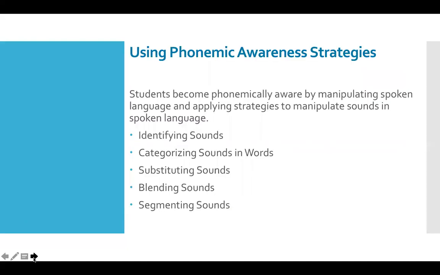So using phonemic awareness strategies, identifying sounds. Children identify a word that begins or ends with a particular sound. Categorizing sounds in words. Children recognize the odd word in a set of 3, like ring, rabbit, sun. Which one doesn't belong? Ring, rabbit, sun. Sun doesn't belong because it has a different beginning sound. They recognize the similarities between ring and rabbit, right? And sun is the odd word out.